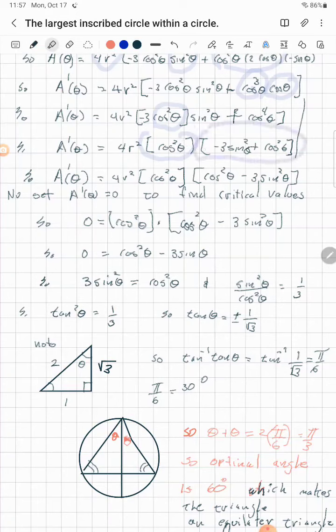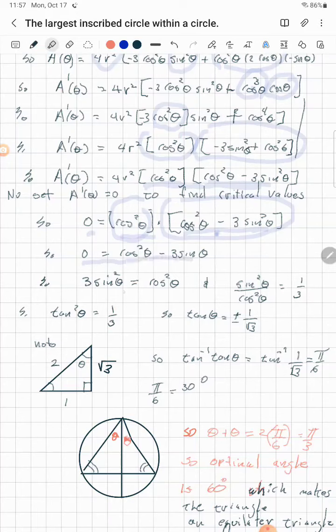Now, in order to find the critical values, I'll set the derivative to 0, which is the slope of 0. So you can see that 0 is equal to the cosine squared of theta that comes from here, and this comes from here, see it? And so this is like two factors. Either this guy has to be equal to 0 or this guy has to equal 0. So if we set this second term equal to 0, then we get this guy, see it?